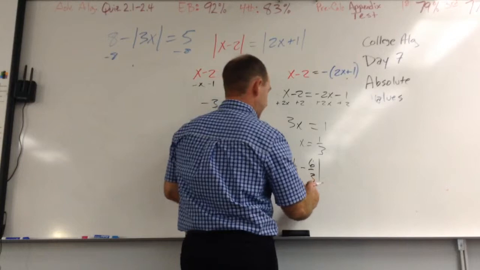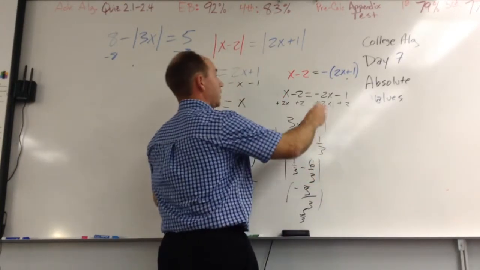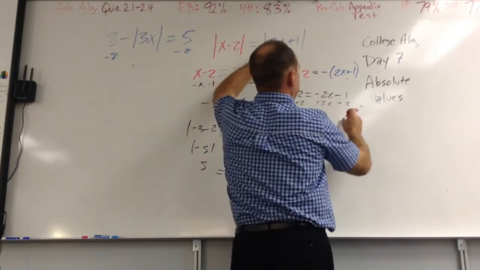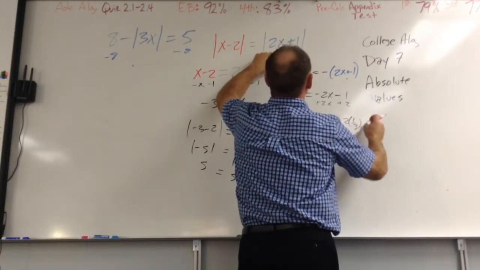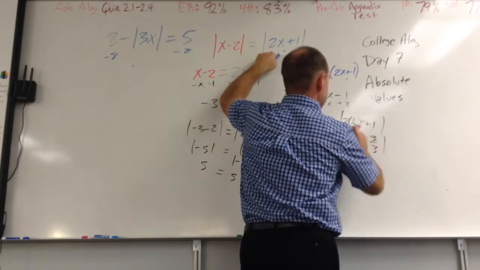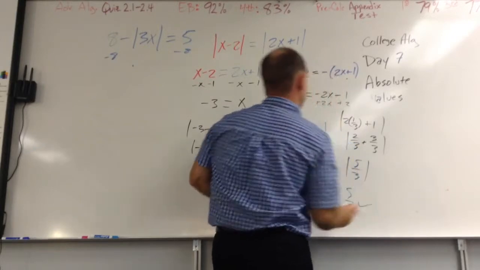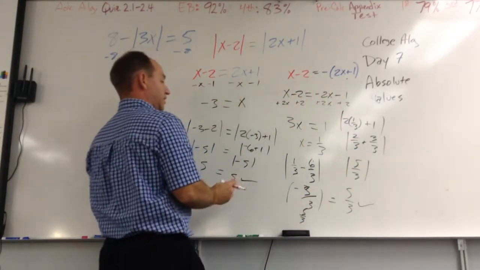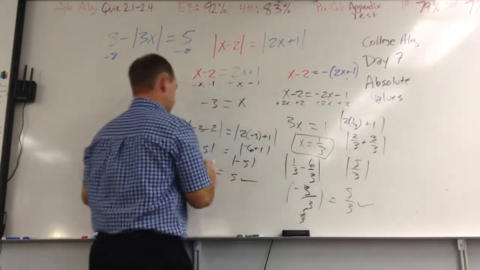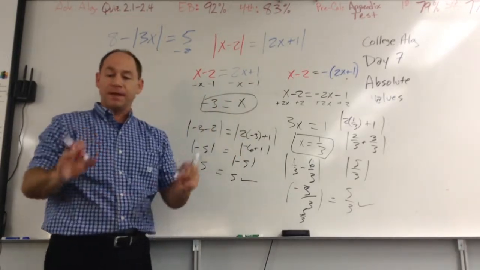That's a negative 5/3. Its absolute value, which is 5/3. I put a 1/3 in over here, and I get 2 times a third plus 1, its absolute value. That's 2/3 plus 3/3. That's 5/3. Check. Notice I did all that checking to make sure. There's one answer. Here's the other answer. We have two answers there. Okay? So that's the great part.